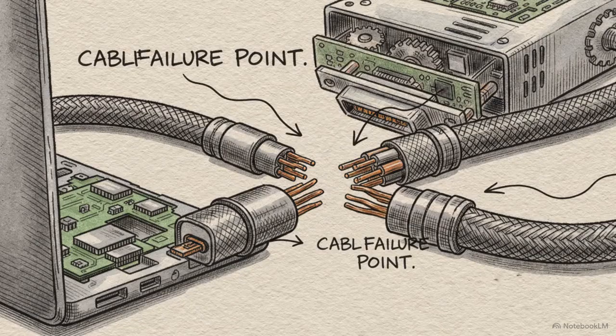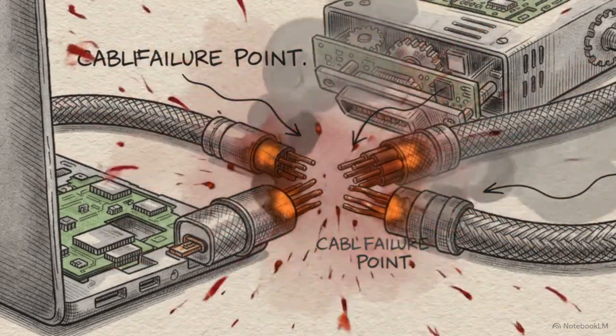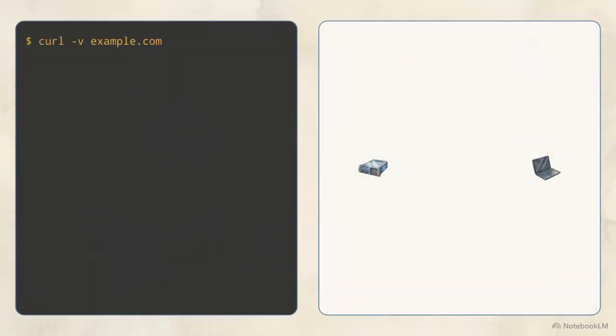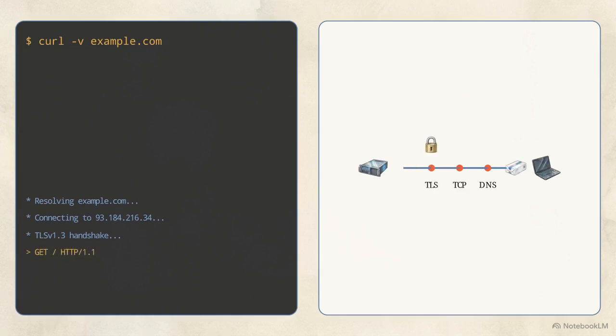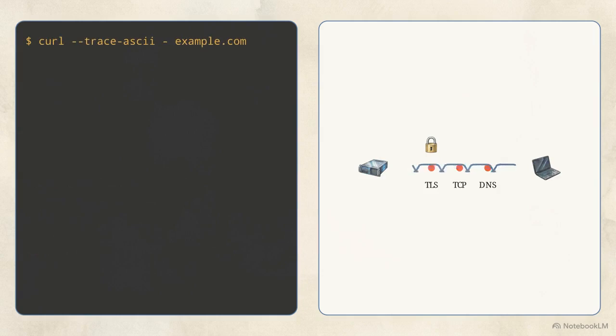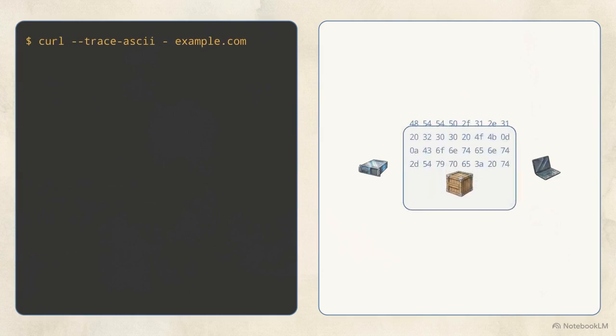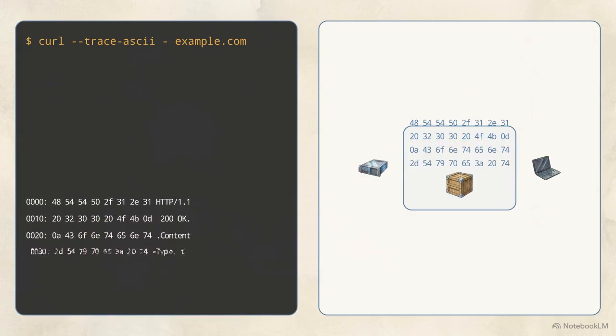When a request fails, you need visibility into the connection. The verbose flag -v is the primary tool for this. This split screen shows what -v exposes. Asterisks and angle brackets map to the network handshake, showing DNS, TCP, and TLS in real time. If headers aren't enough, --trace-ascii pushes deeper. It dumps the raw packet payload, letting you inspect exact bytes hitting the wire.